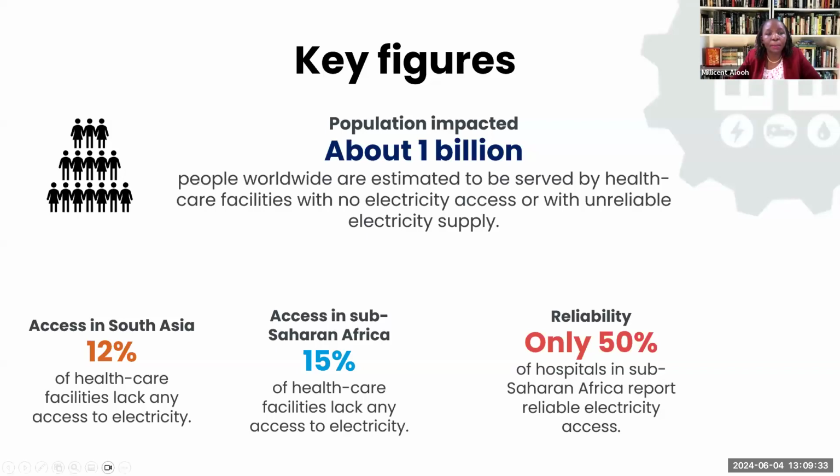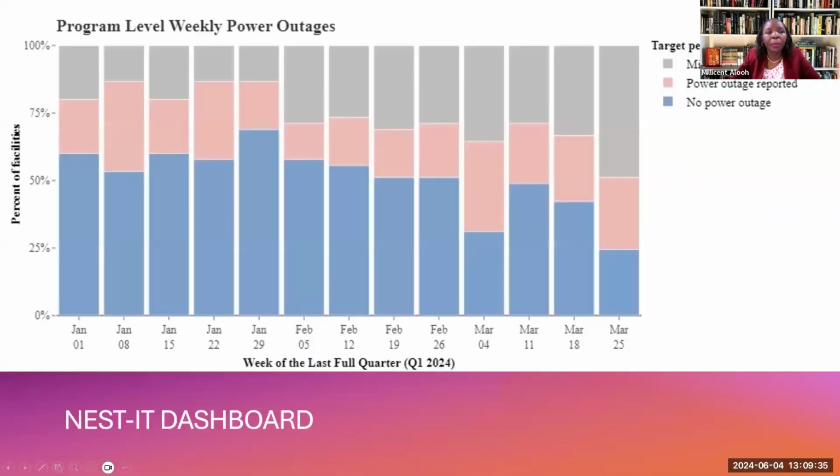Next slide, please. Nest 360 is one of the programs that has taken this item very seriously and has a dashboard that is able to monitor and show the power outages across the facilities where they operate.